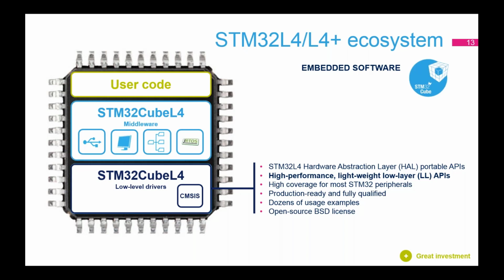Plus offer. The HAL abstracts the STM32 series from one another thanks to the highly portable sets of API, ensuring an easy migration path from one family to another. While the low layer API are a lot closer to the machine and constitute a lightweight, high-performance, expert-oriented firmware stack for maximum dynamic reactivity and flexibility.